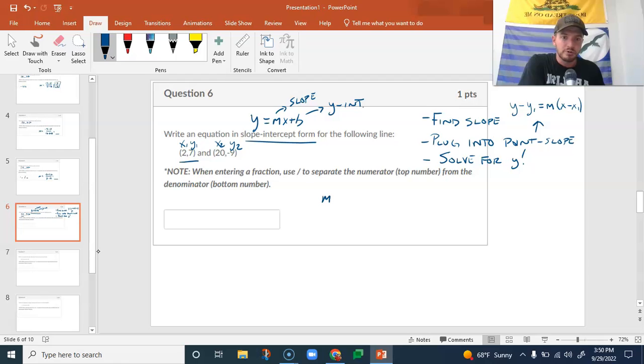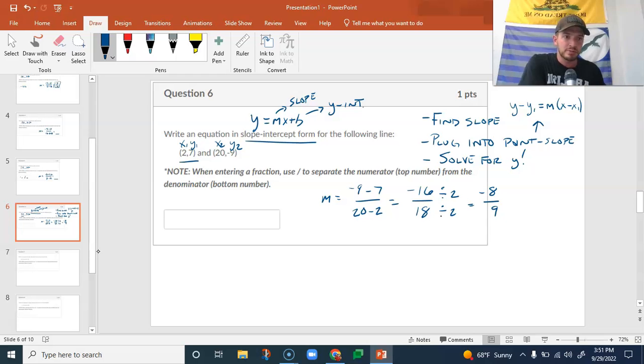So again, finding the slope first. So -9 minus 7 over 20 minus 2. Make sure I got that right. -9 minus 7, 20 minus 2. Okay, we're in good shape. So this is going to be -16 on top, over 20 minus 2 is 18. Now this does reduce, so we're going to want to do that. This one's going to reduce by 2. So if I divide both top and bottom by 2, I get -8 over 9. So this is my slope.